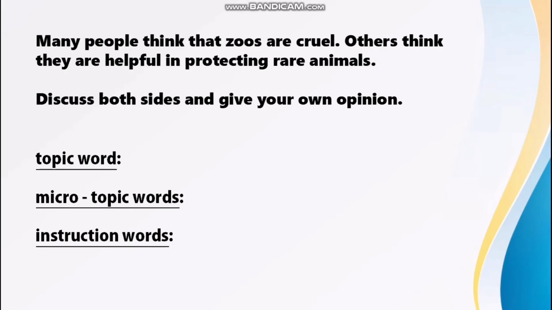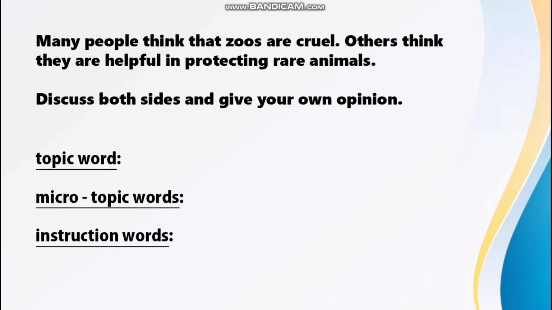To give clearer understanding as to what topic, microtopic, and instruction words are, here is another example for you. Many people think that zoos are cruel. Others think they are helpful in protecting rare animals. Discuss both sides and give your own opinion. Okay, let's start with topic words.